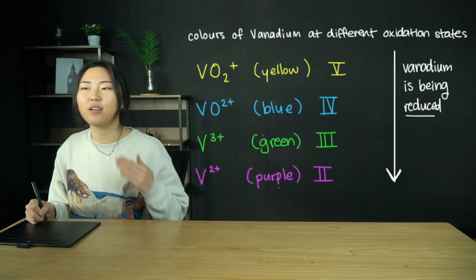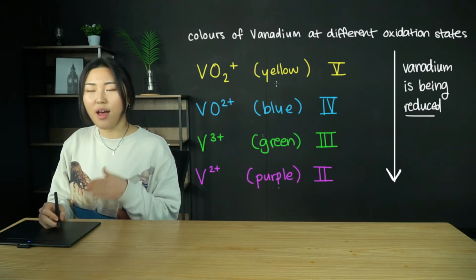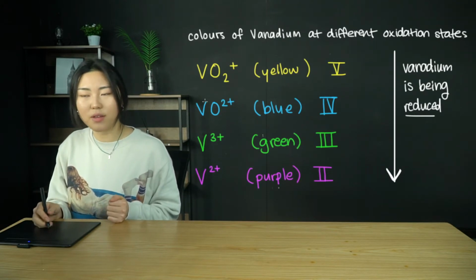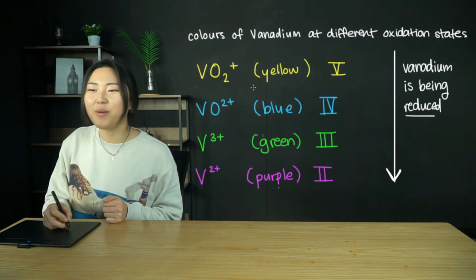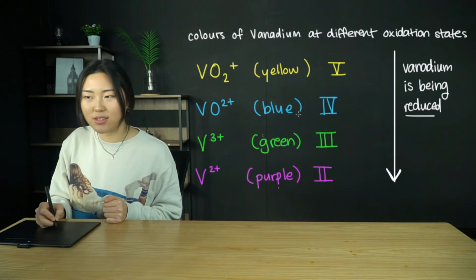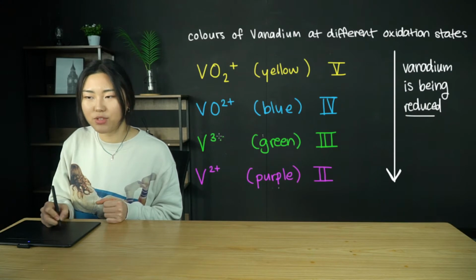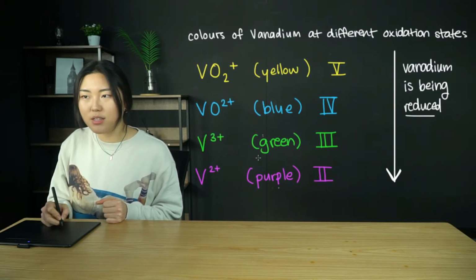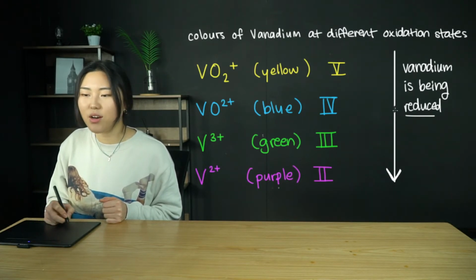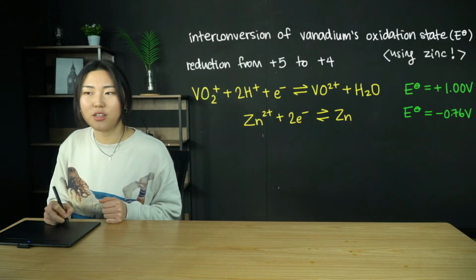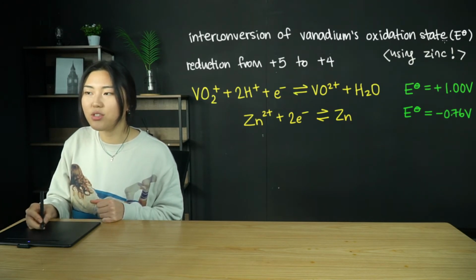Okay, so these are the colors of vanadium at different oxidation states. So we have VO2+, which is yellow, and vanadium's oxidation state would be +5 in this case. And VO2+, pronounced the same as the yellow one, is going to be blue, where vanadium has an oxidation state of +4. And V3+ is going to be green, V2+ is going to be purple. As you have noticed, the vanadium is being reduced, right? So we're going to see the interconversion of vanadium's oxidation states using the electrode potentials using zinc.